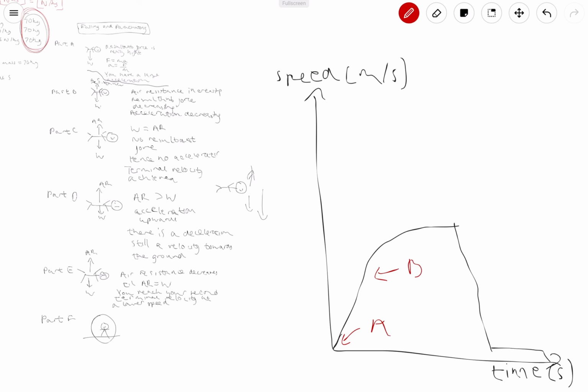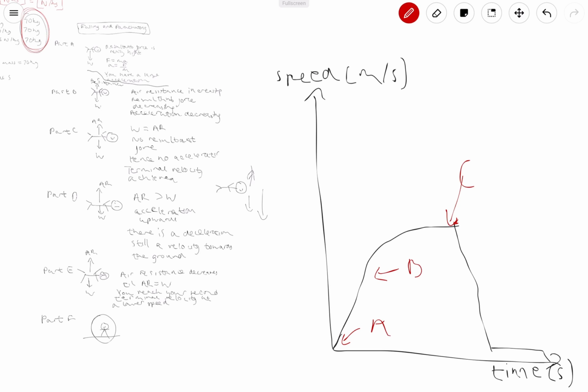Thus air resistance increases with your velocity, and as air resistance increases, it becomes more and more equal to your weight. So there's a deceleration as the resultant force decreases. Now we go to, well not exactly actually. This part of the graph should be flat.